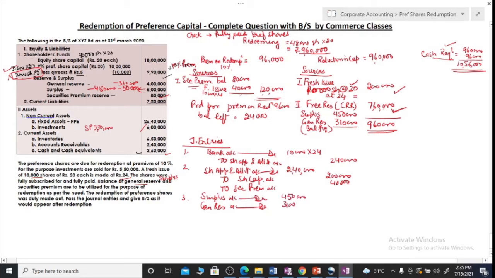Okay, so this will be transferred to CRR account: 7 lakh, 3 lakh 10,000, 7 lakh 60,000. Okay, now next is providing for premium. So we will be using securities premium account and we will be transferring it to premium on redemption of preference shares. Okay, now regarding cash requirement, I haven't made any note.